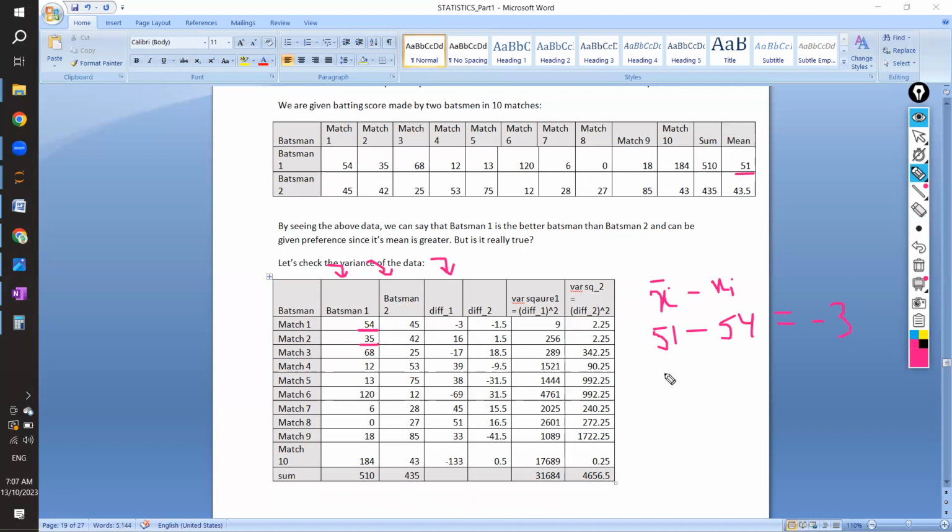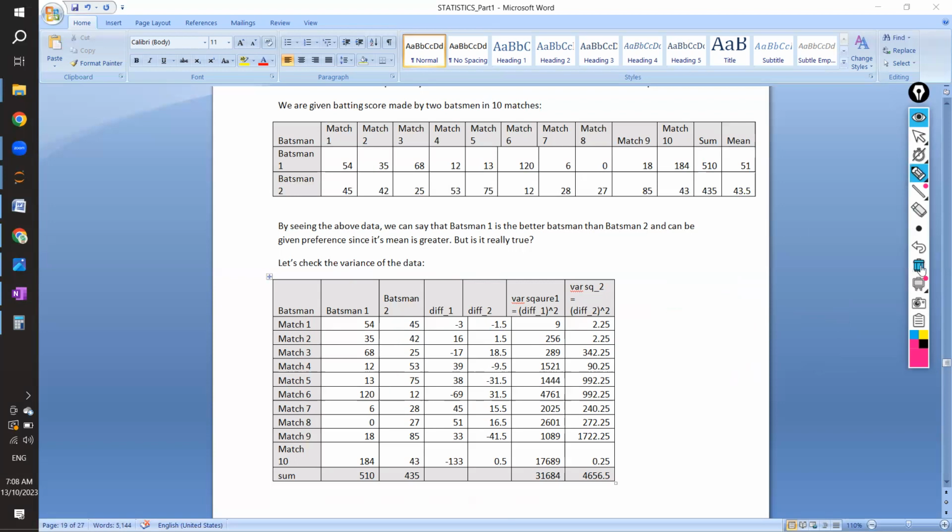Next one is 35. x bar will always be 51 because that is the mean, so 51 minus 35 is 16. Agree? Next, 68 gives minus 17. So difference 1 is the difference of each and every value of batsman 1 from its mean 51. Similarly, difference 2 is the difference of each and every value from its mean 43.5. That's why 43.5 minus 45 initially gives minus 1.5.